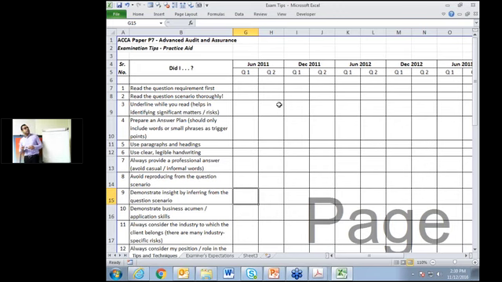So you ask yourself the question. You read what is written on the top of the Excel file. Did I read the question requirement first? Did I read the question scenario thoroughly? Now that is also very important.